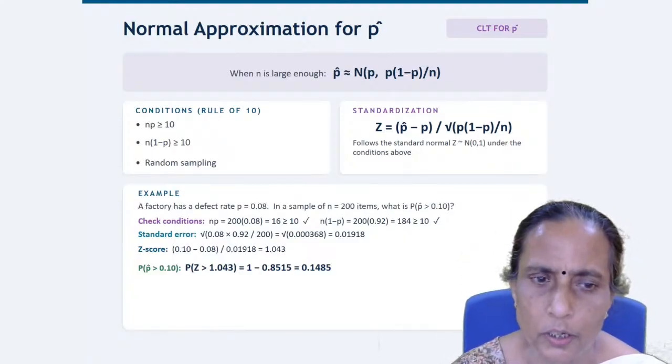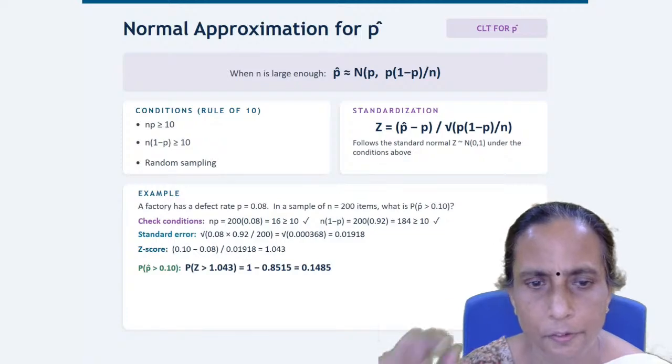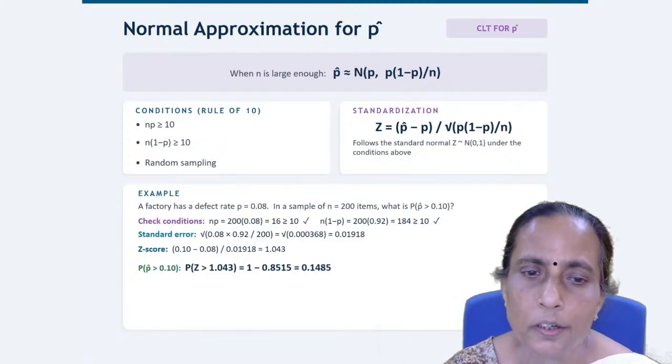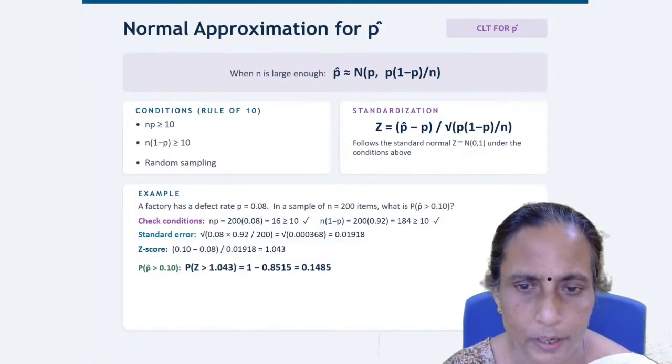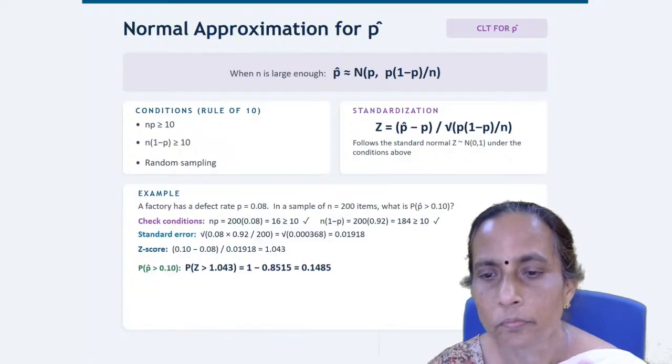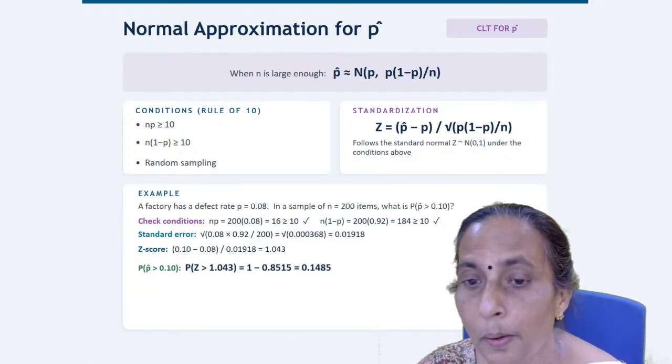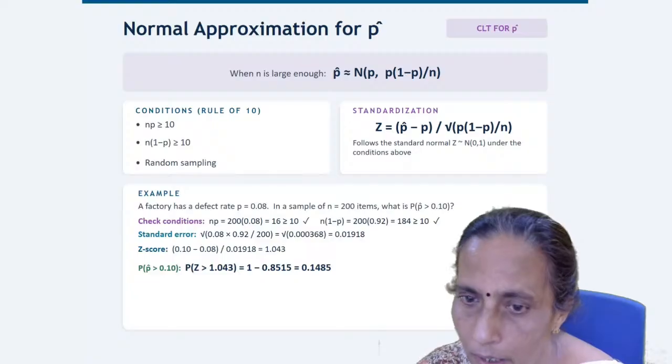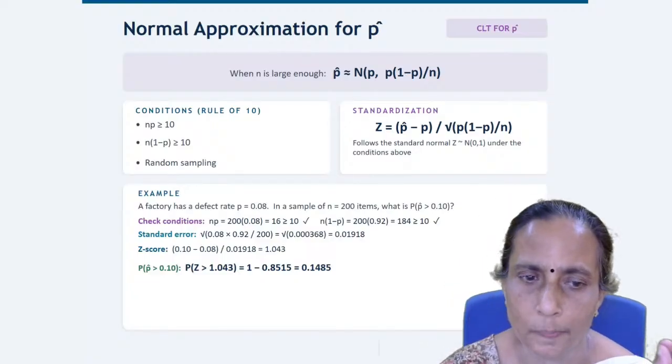Suppose a factory has a defect rate of P equal to 0.08. In a sample of 200 items, what is the probability that P cap is more than 0.10?